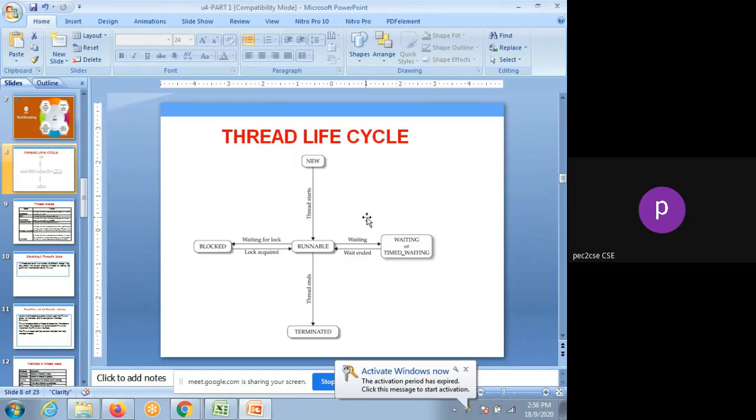Okay. We just started the fourth unit. In the fourth unit, we just came to know what is meant by multitasking and what is meant by multi-threading. We have seen what are the states of a thread, or the life cycle of a thread. There are 5 states: runnable, blocked, waiting or timed waiting, terminated.